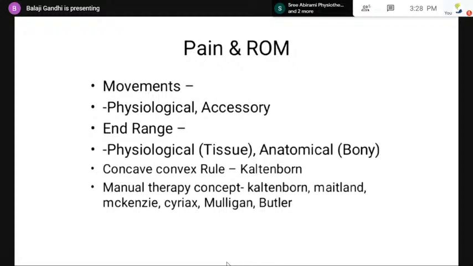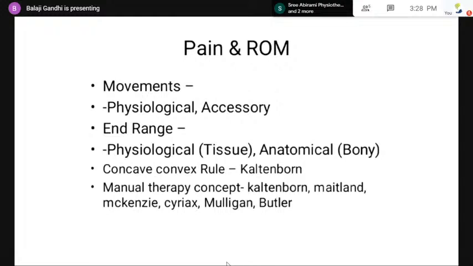Then the anatomical end range: the bone and bone contact each other. For example, in elbow flexion, the radius and ulna move forward towards the humerus. When both the radius and ulna contact the humerus, the movement ends there. There will not be any further movement available because bone and bone contact each other. So when bone and bone contact each other, the movement absolutely ends.